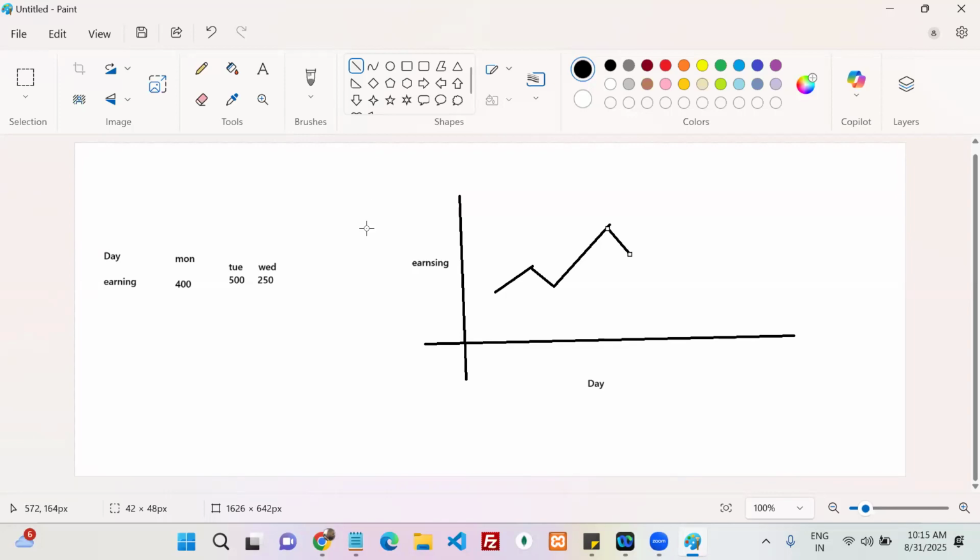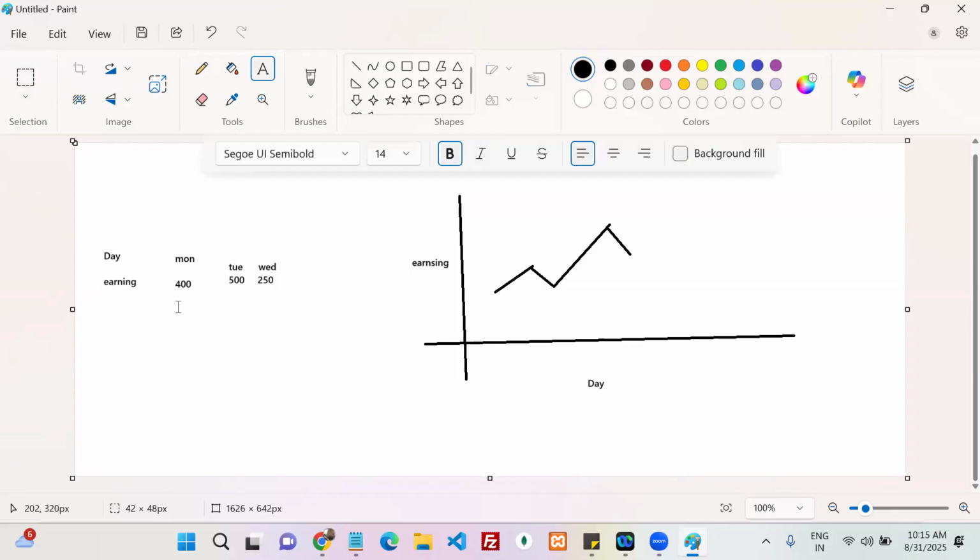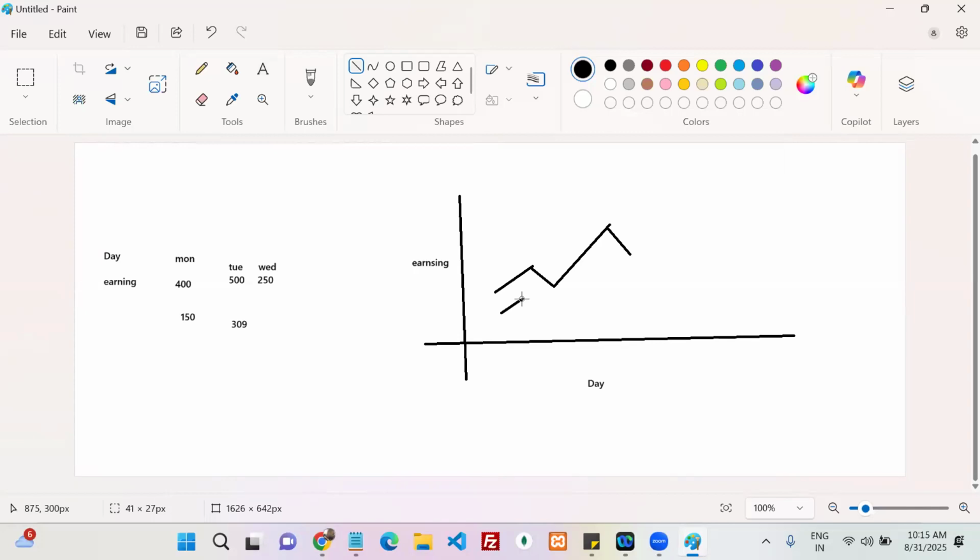Then what you can do: Monday my earnings are this one. The expenses, for example, one more. My expenses are 150, for example. Tuesday 500, my expenses are 200, or 300. Then one line for my earnings, another line, same day, is representing my expenses. Something like this also we can do.